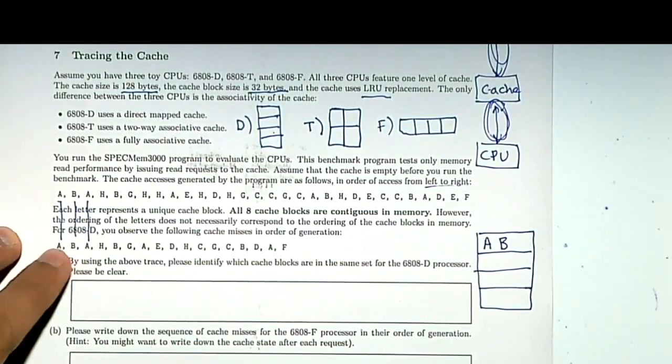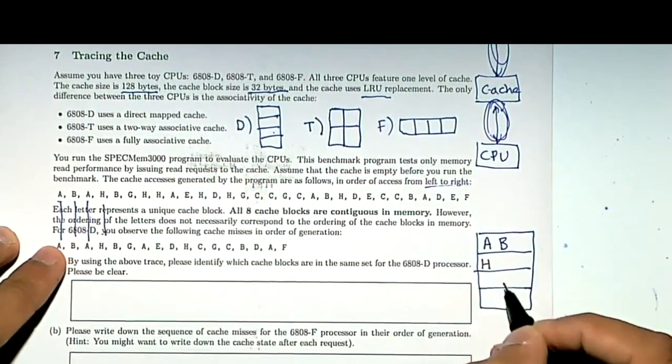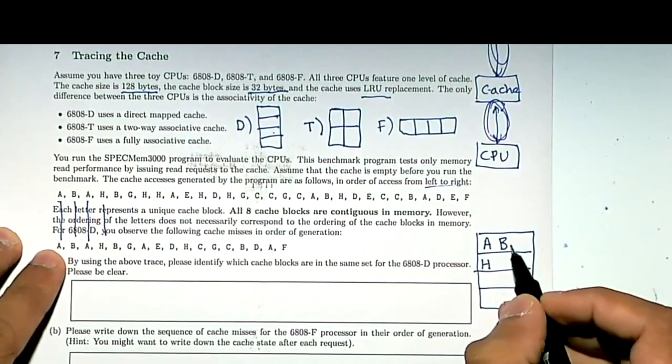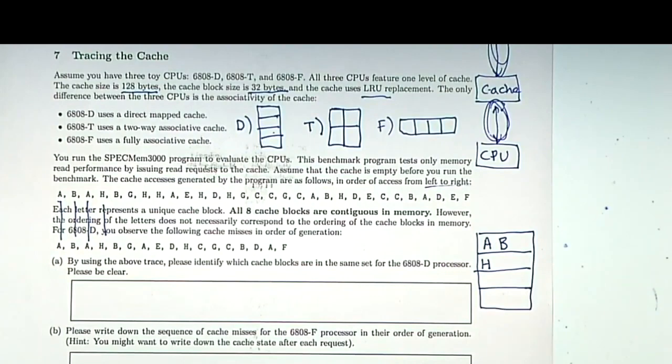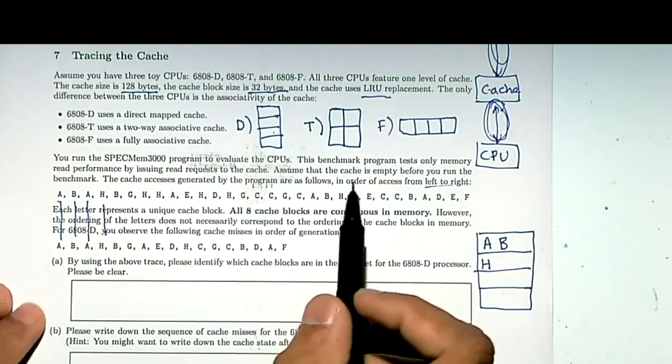Then we bring in H, and H generates a miss because it's not in the cache yet, and so we can arbitrarily assign it a location. Note that you can't put H here, right, because we already said that there can only be 2 cache blocks per set, because these blocks are contiguous in memory.